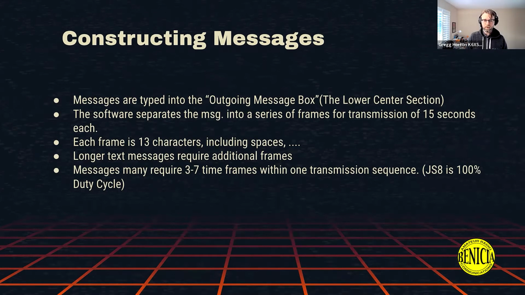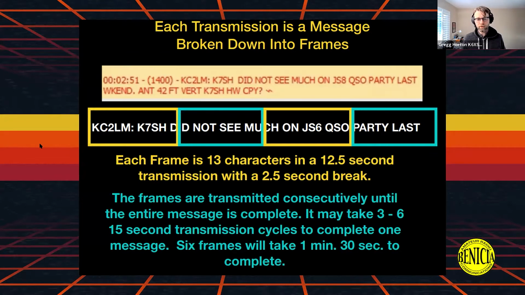And JS8 is 100% duty cycle. Each transmission is a message, and it's broken down into frames. So this shows you how the message is actually going to be broken up for you. So you have the call sign of the sender, and then who's receiving it.